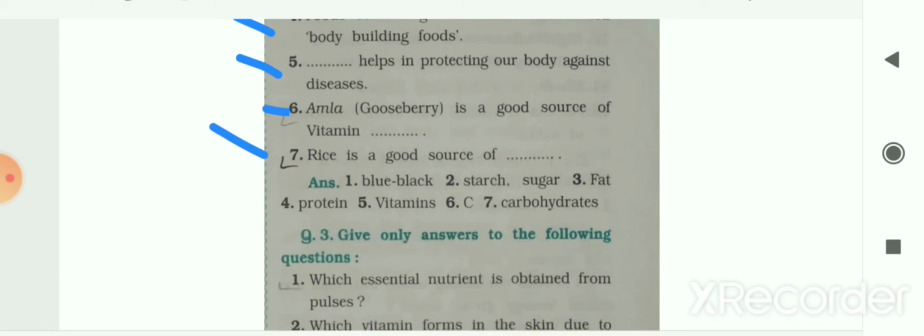The next question, give only answers to the following questions. So first question is, which essential nutrient is obtained from pulses? So the answer is protein. Protein is obtained from pulses.